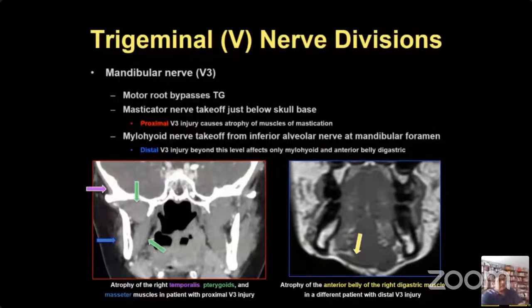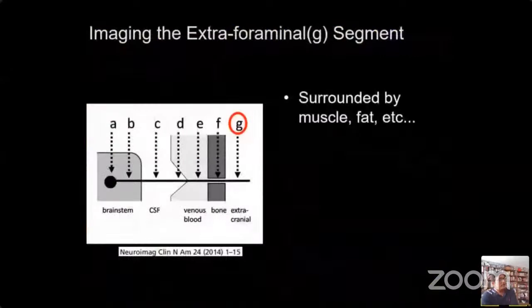On the right side is a case with an injury to the distal part of the fifth cranial nerve, and then the masseter muscles are, of course, affected, but on top, you can see that the anterior belly of the digastric is also thinned out as compared to the other side. And this is due to the distal V3 injury.